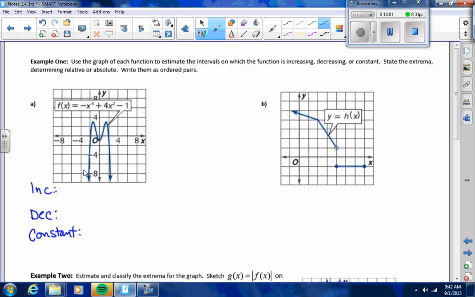So starting at the leftmost part of the graph, what does it begin doing? It's increasing from what? -∞ up to, okay, let's be careful here. This number here is -4, that right there is -2, so it's a little bit less than -2, so -1.5. There you go. Now what's happening at -1.5? Decreasing. So decreasing from -1.5 to what?